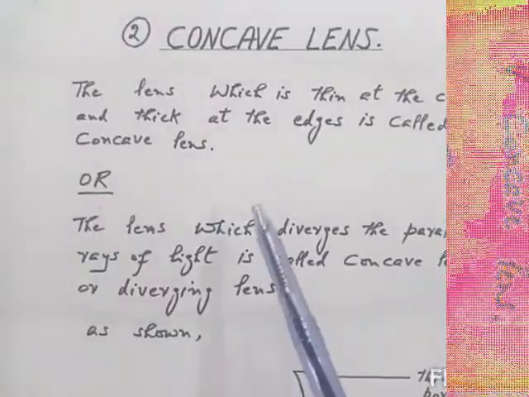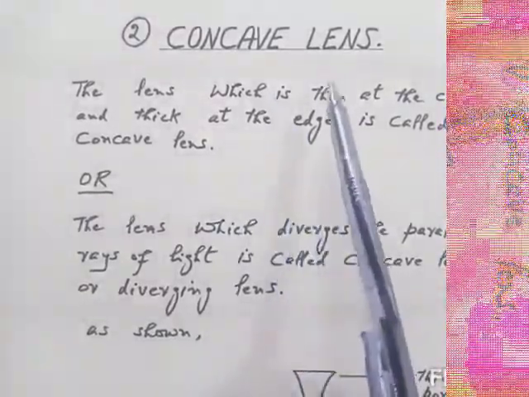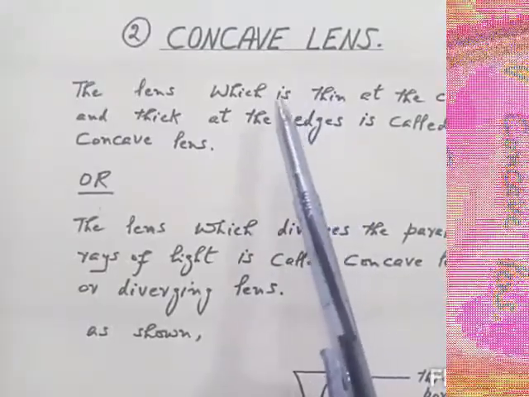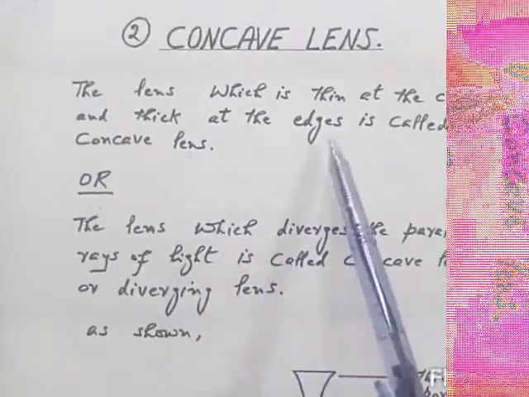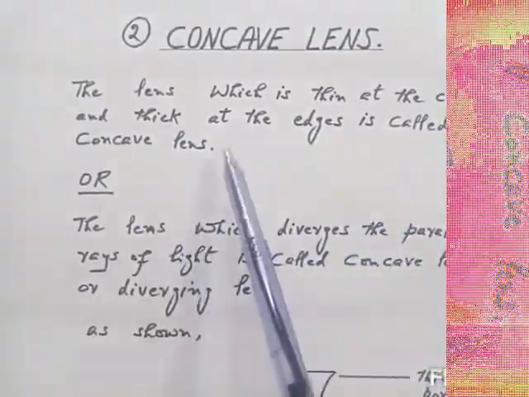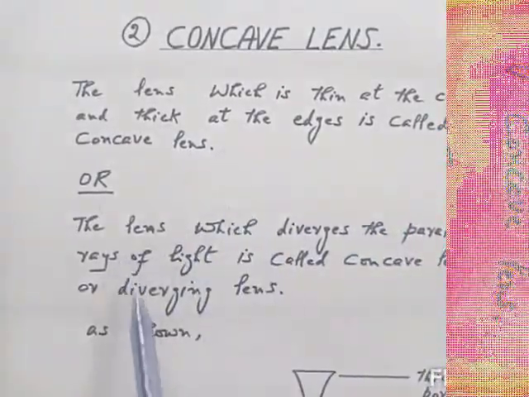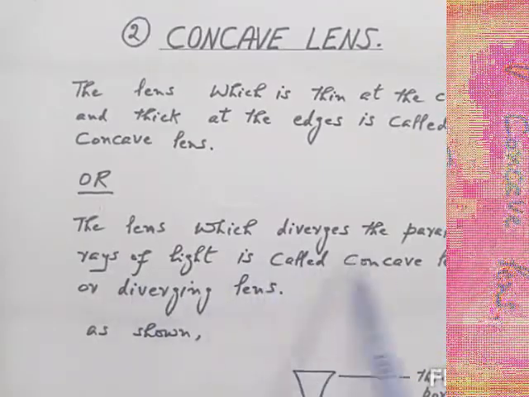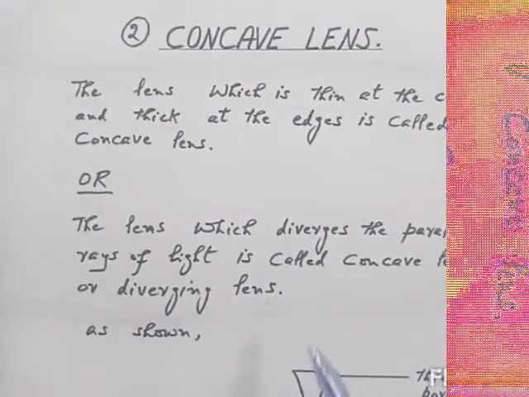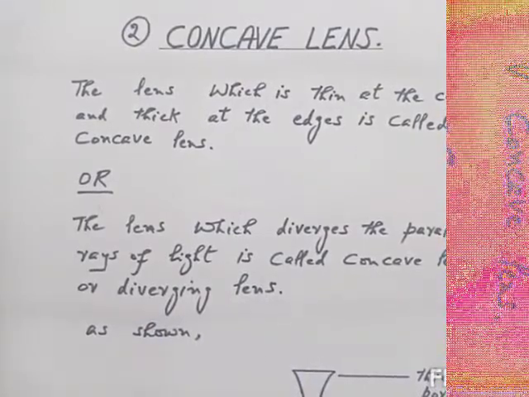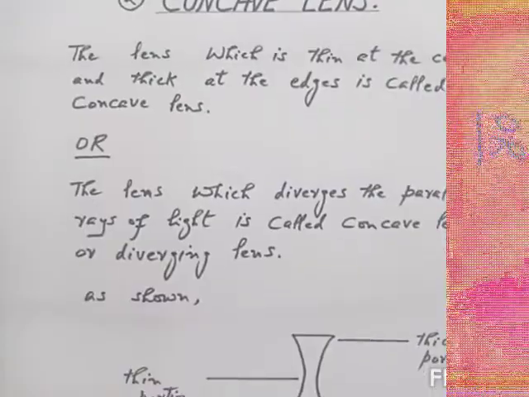The second type of lens is a concave lens. This is the second type of lens. The lens which is thin at the center and thick at the edges is called a concave lens. Or the second definition, the lens which diverges the parallel rays of light is called a concave lens or diverging lens. Now we can show you the concave lens by diagram.